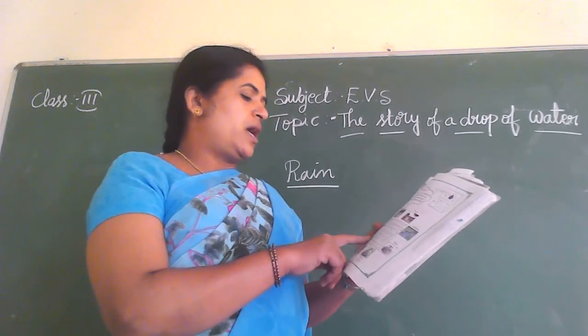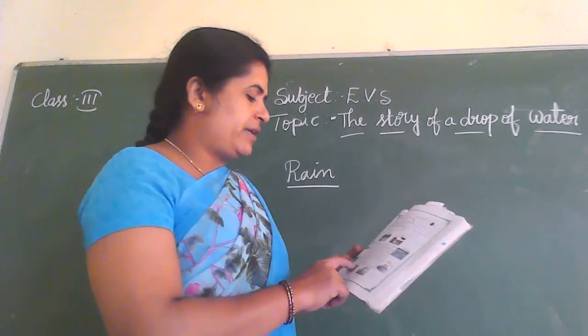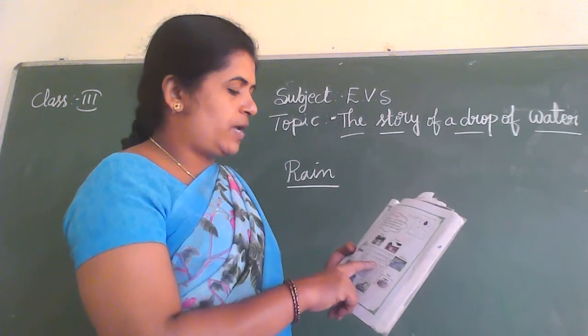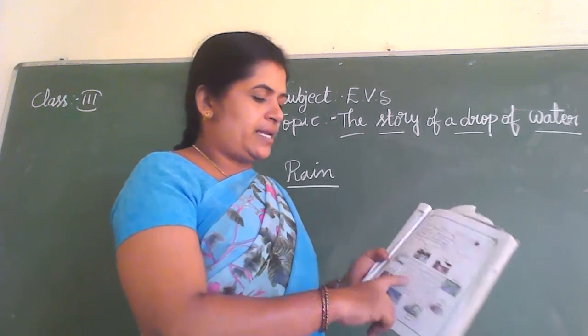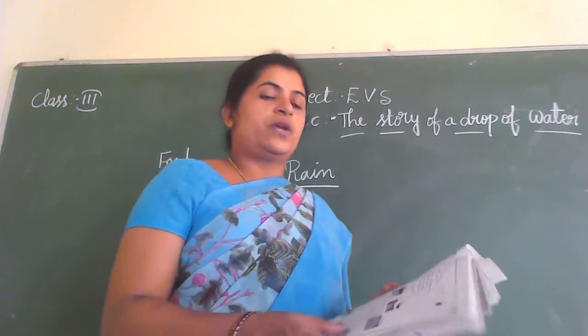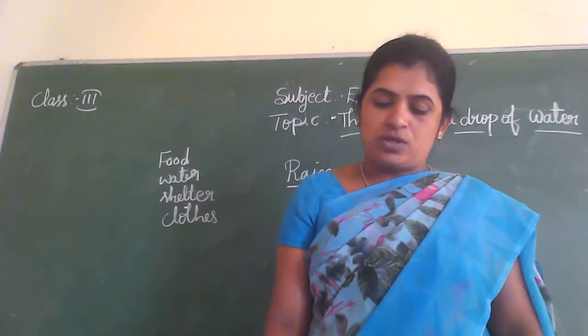And rivulet, where? Yes, here you can observe rivulet. And then rain, R-A-I-N, rain, here top to bottom. You can observe and circle these words, children.